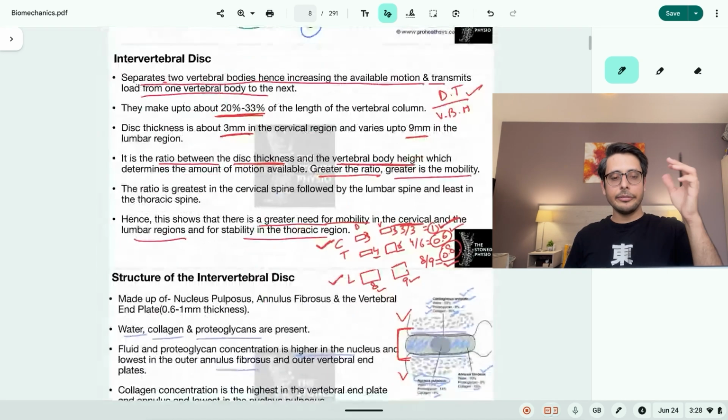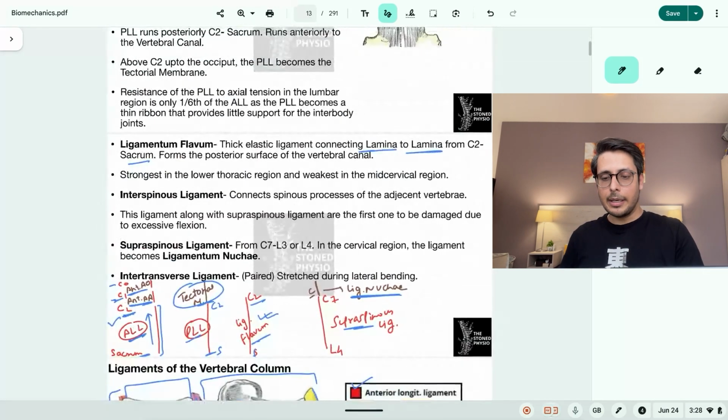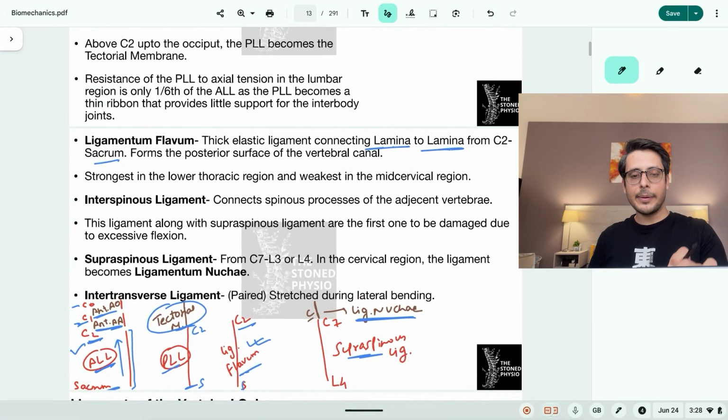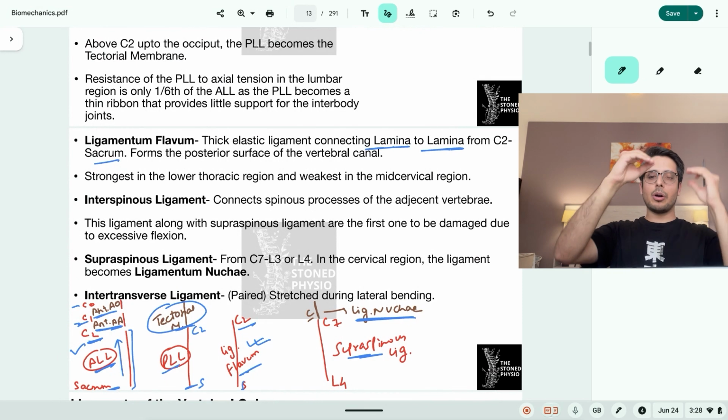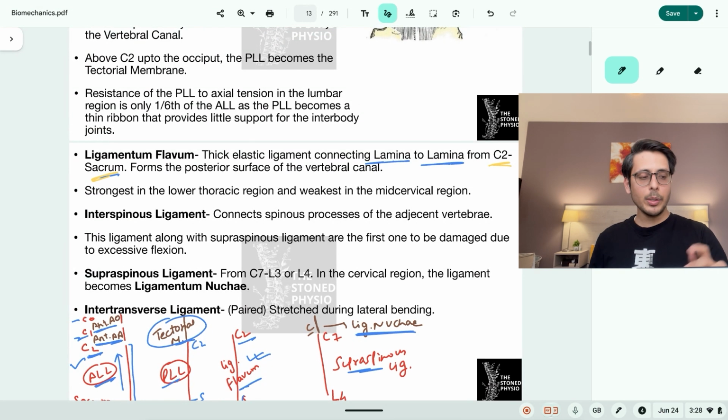So coming back to the ligamentum flavum, here we can see it connects the lamina to the lamina of each vertebra, and remember it goes between C2 and the sacrum. Okay, here we can discuss one more concept.